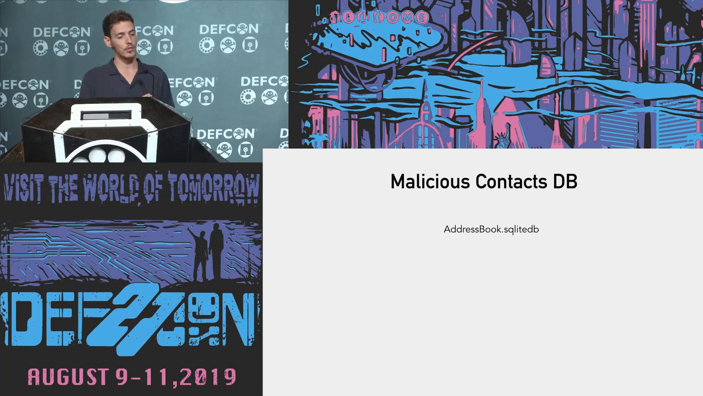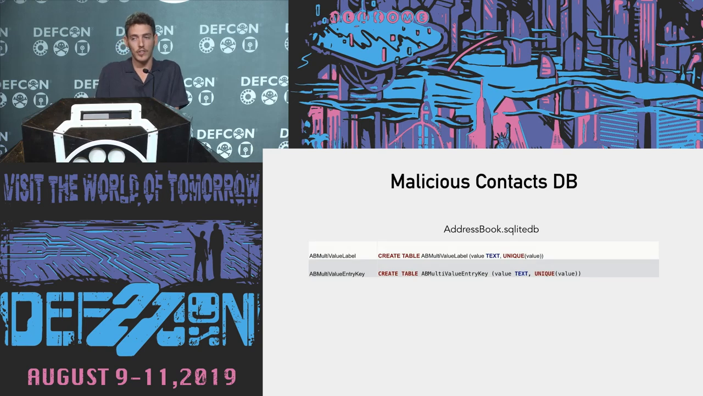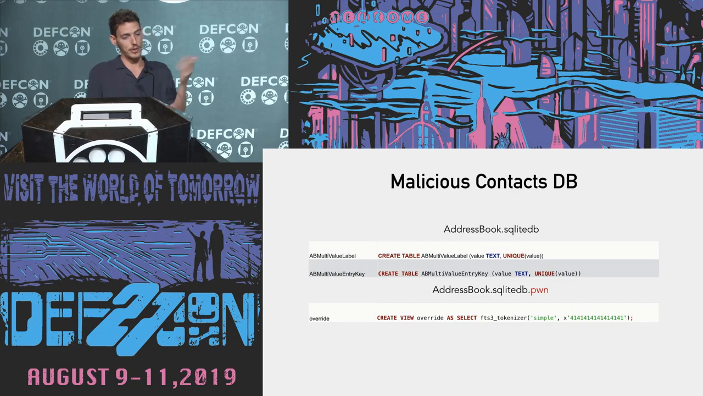So this is the name of the contacts address book SQLite DB, and these are a couple of tables inside it. There's nothing really special about those tables; they're just here as an example. We will replace the DB with our malicious DB, right? That will start with two DDL statements, and you guys are already familiar with them.